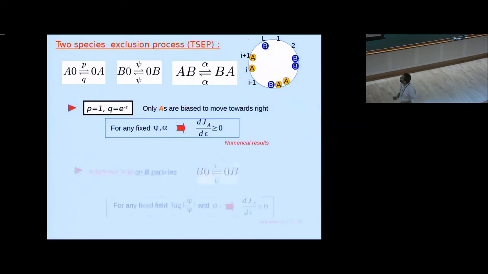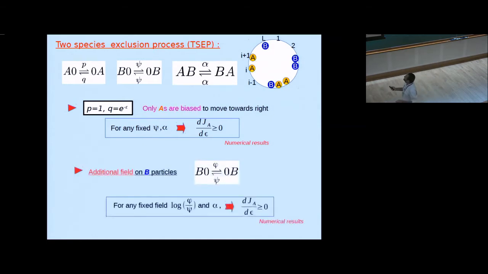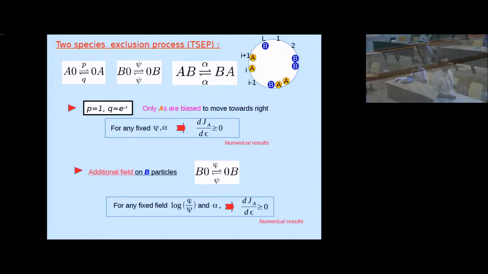You have a positive response. Now we put an additional field on B. Let us say the rates are psi and phi, instead of psi you call it phi. B also moves to the right, but with an extra potential which is different from A. This is a different field, so in this case it is log phi by psi. That's a new field. And for a given fixed field and alpha, for any fixed field, you can actually show numerically that this is the one.